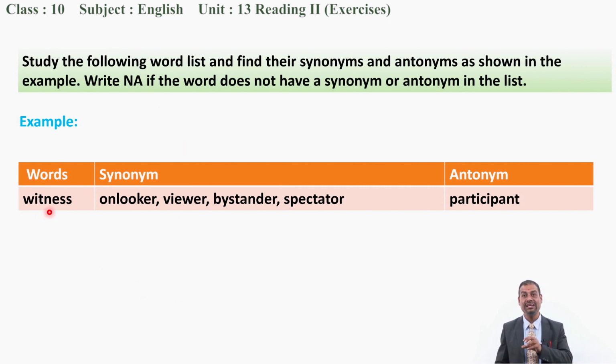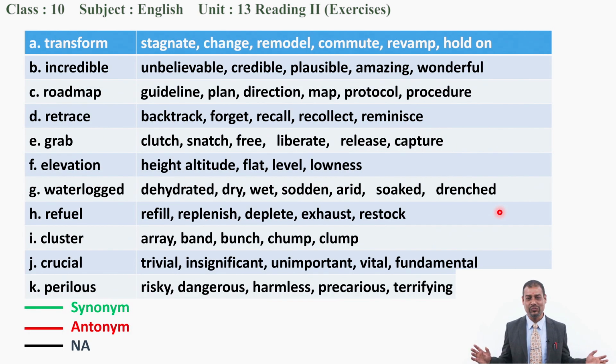For example, witness. So what are the meanings of witness here? Like onlooker, viewer, bystander, spectator, okay? And antonym is participant, okay? So witness does not participate, so antonym is participant. This is how you have to do. So are you ready? Is it interesting for you? Good.